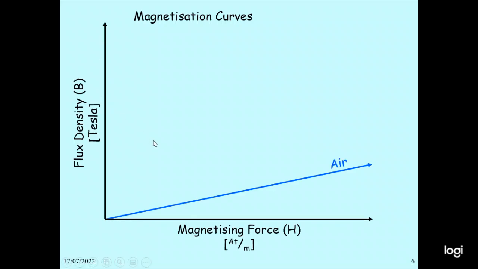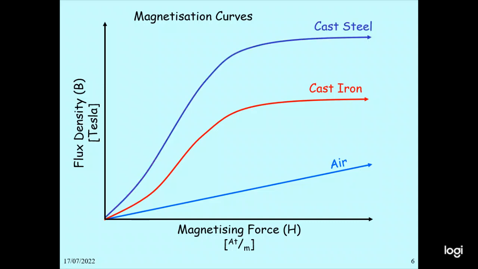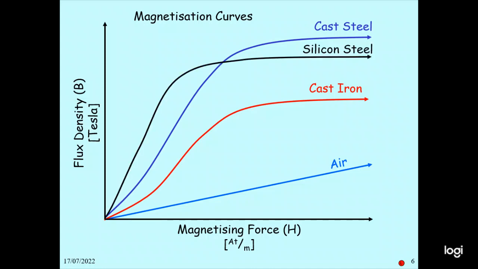When the magnetizing force increases, the flux density will also increase. In this case, magnetizing force is in ampere turns per meter and flux density is in Tesla. So this is the flux density for cast iron and cast steel. So this is the magnetizing force for cast iron and cast steel. And that is why the silicon steel.